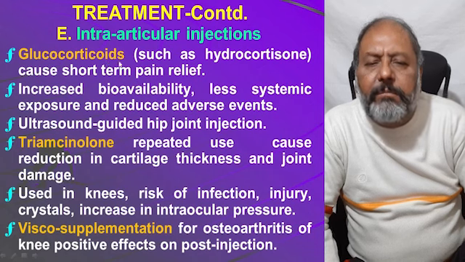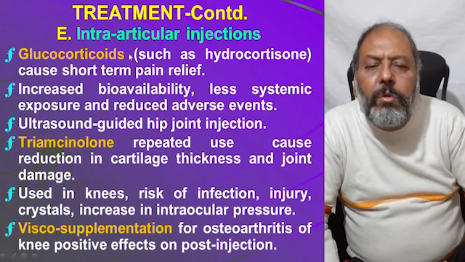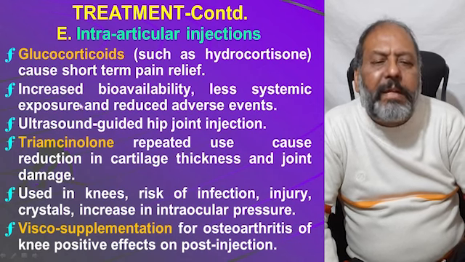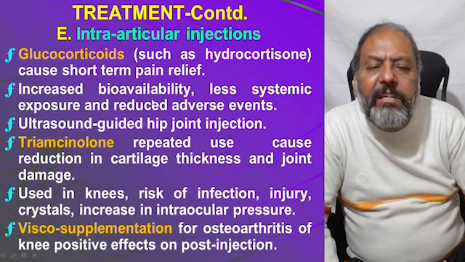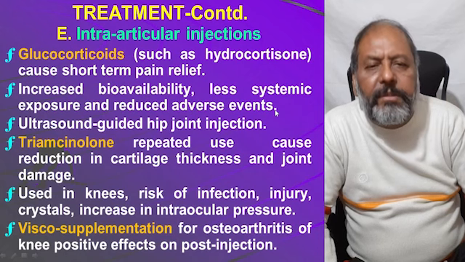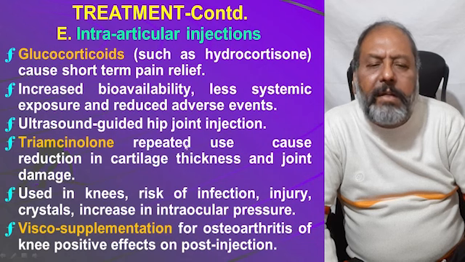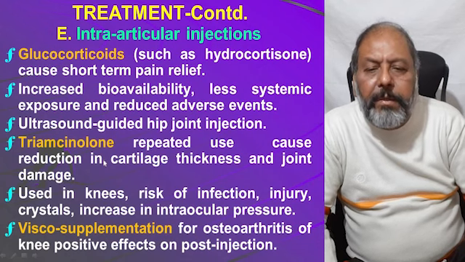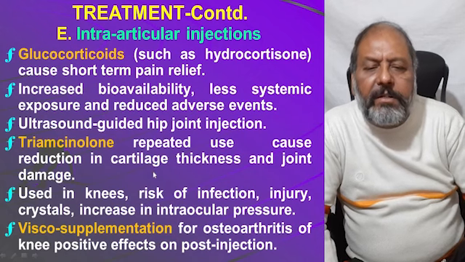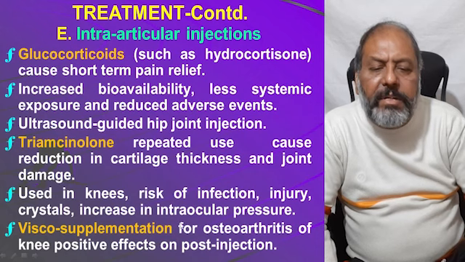Now the next in the treatment is intra-articular injections. These are glucocorticoids such as hydrocortisone, which cause short-term pain relief, and there is increased bioavailability, less systemic exposure, and reduced adverse events as compared to the oral glucocorticoid. Ultrasound guided hip joint injection is given, and repeated use of triamcinolone injection causes reduction in the cartilage thickness and joint damage that is seen in knees.